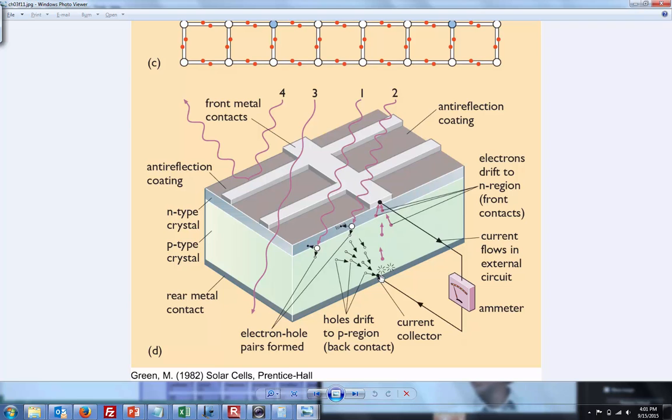Any questions on that? It's a little tough to visualize sometimes. Sometimes you're like, what the heck? I've never seen an electron in my life. What the heck is a hole? Well, a hole is just where an electron used to be.